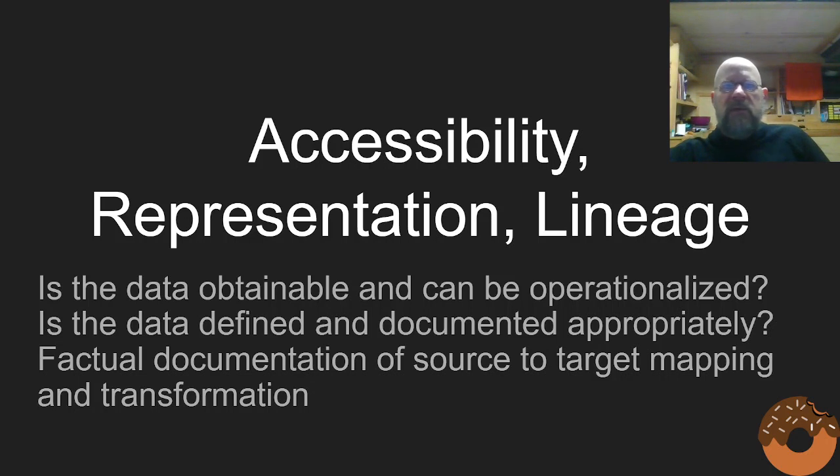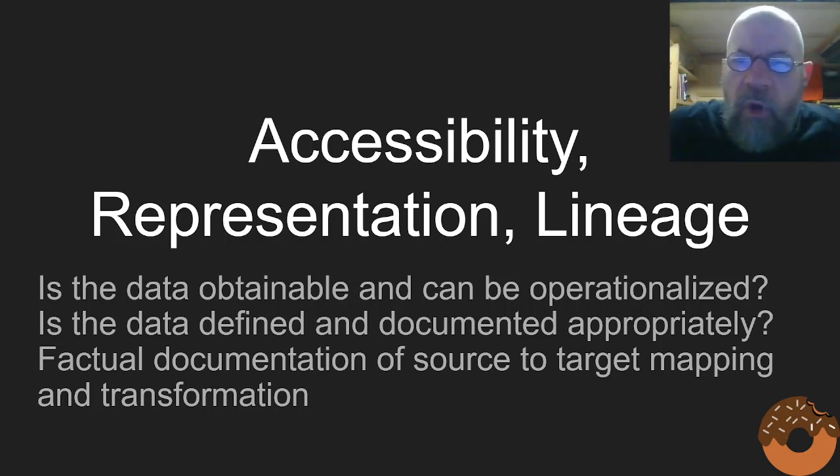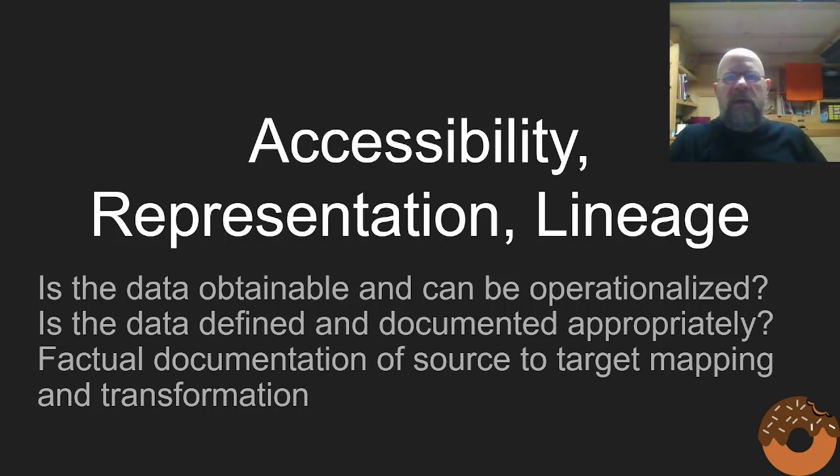So accessibility, representation, lineage, this is really all about documentation. And if you're lucky enough to work somewhere or be responsible for a place that has great documentation, then hats off to you. Hopefully you have some source to target mapping, maybe some transformation and business rules in there. If you don't, it's a good thing to create depending on where you sit in the organization.